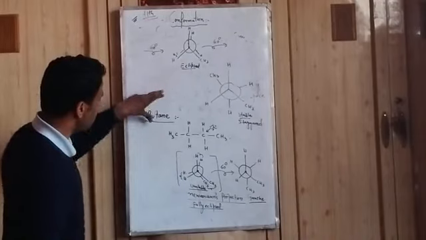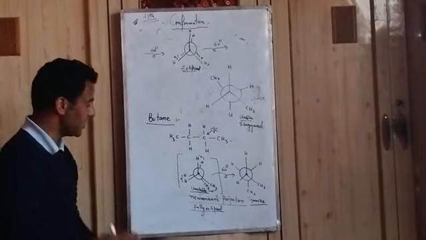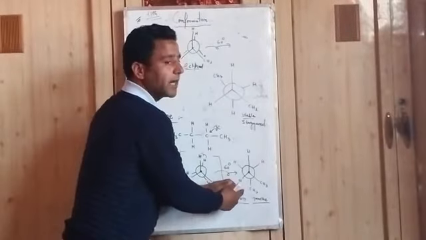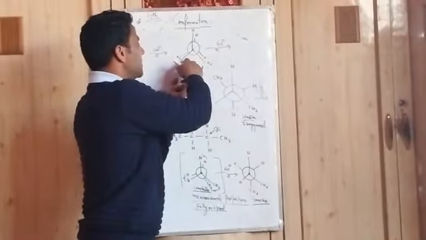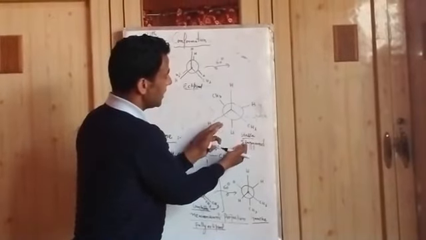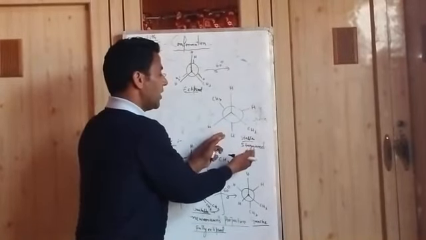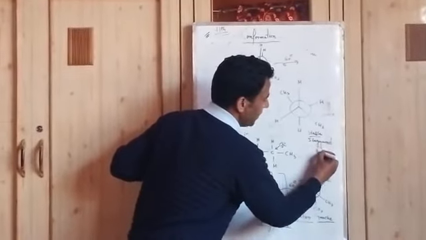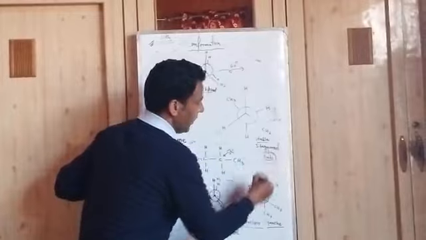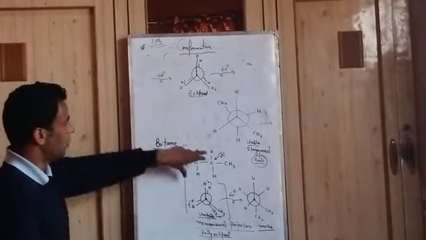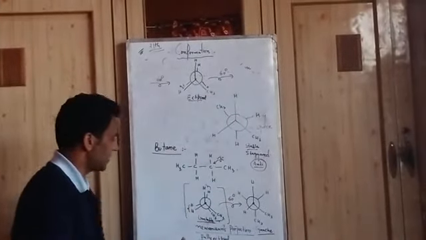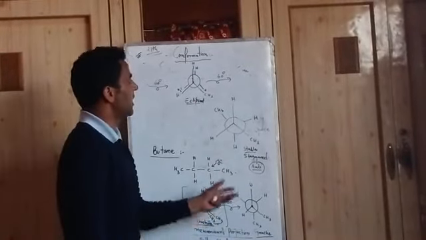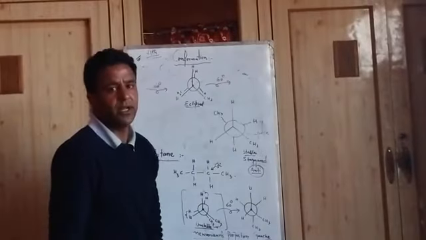So the conformation of butane shows how many structures? The first structure is fully eclipsed. The second structure is gauche. The third structure is eclipsed. The fourth structure is the stable one, called staggered, fully staggered, or anti form. So butane on rotation gives these structures. These structures are called the conformers, and the process is called the conformation.